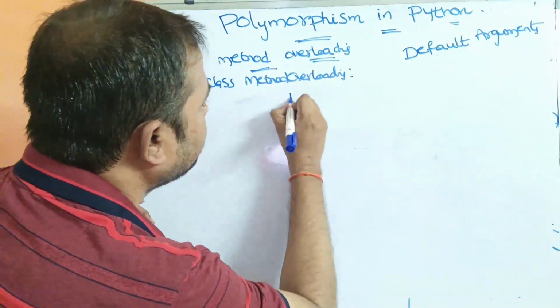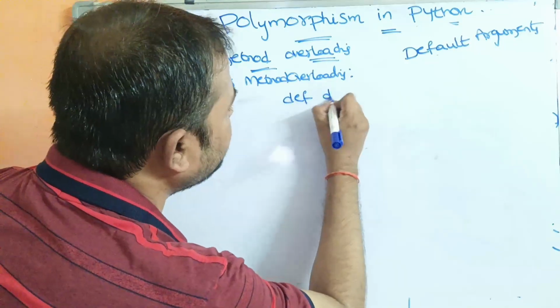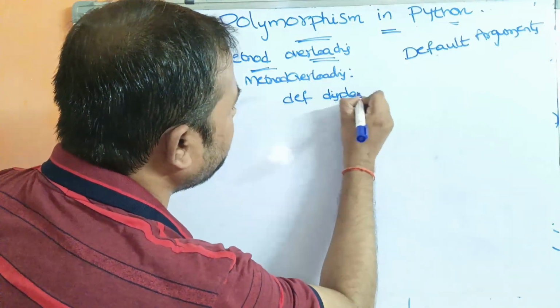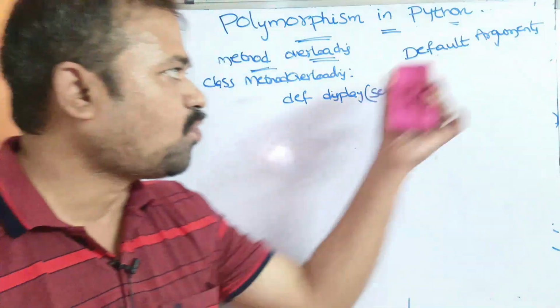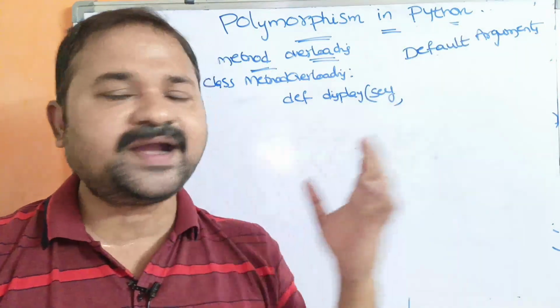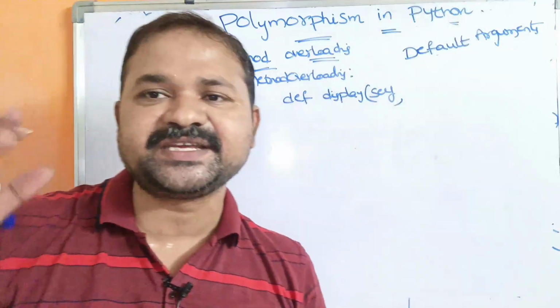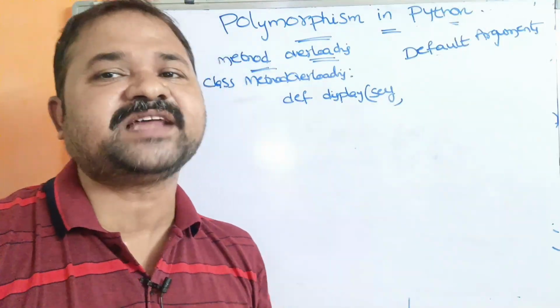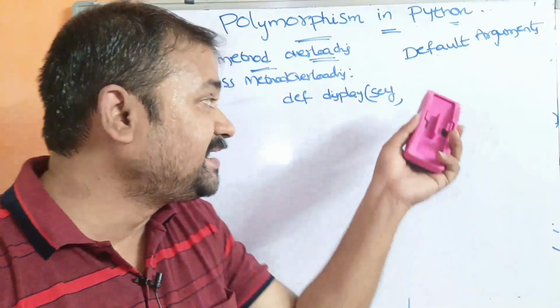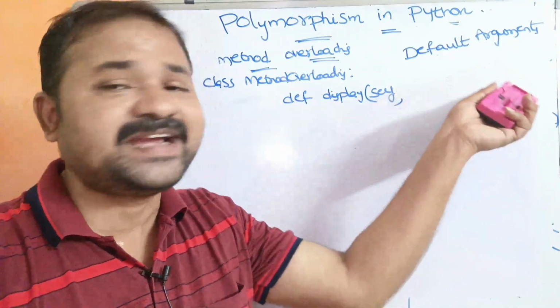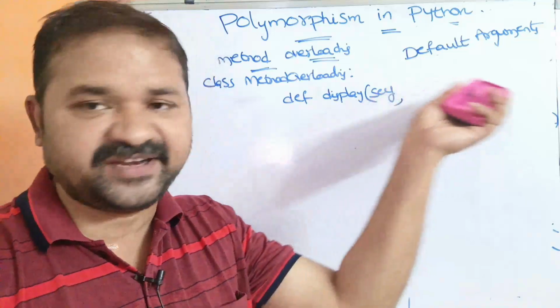def. Let the name of the method be display. So def display of, and we know that the first argument is self. What are default arguments? We already discussed default arguments in the functions concept in Python programming. Default arguments mean we can provide a default value for each and every argument in the function definition.